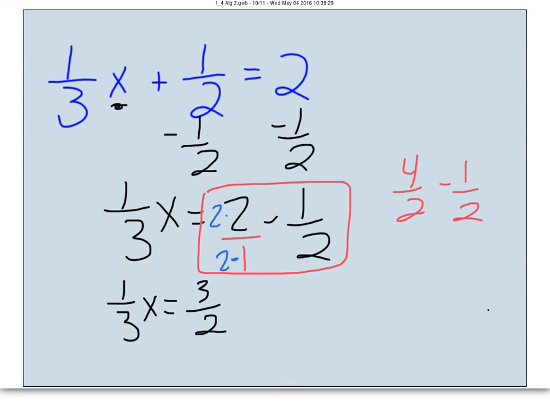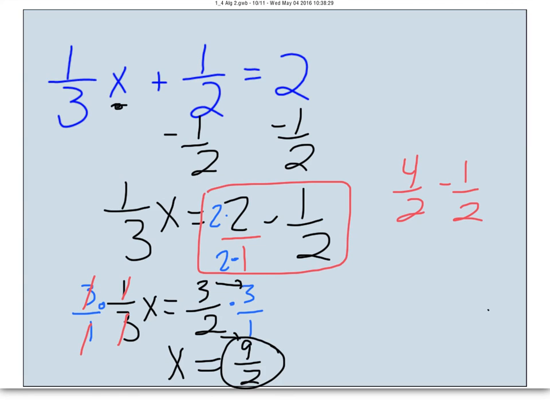Now a nice trick when you're multiplying by 1/3 on this left-hand side, to get rid of a multiplying by a fraction, what you do is you multiply by its reciprocal on both sides. It's pretty slick because here's what happens. This 3 and 3 become 1 and those cancel out. So you're left with x equals. Now you have to remember how to multiply fractions. To do that, you just multiply straight across. 3 times 3 is 9. 2 times 1 is 2. So for this one, the answer is 9/2.